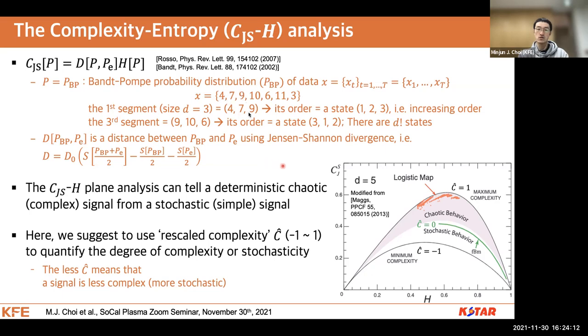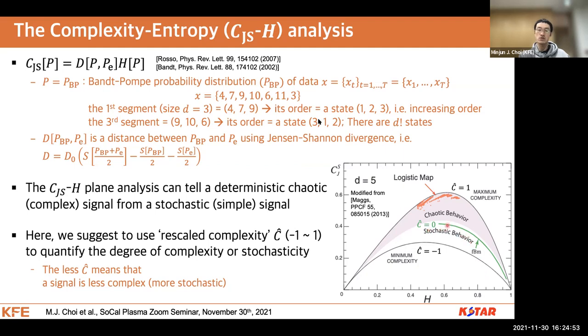And its amplitude order can be represented by state 1, 2, 3, because it's simply increasing, right? And the third segment of this series data is 9, 10, 6, and its order can be represented by state 3, 1, 2. So if we select the size 3, there can be 6 states.